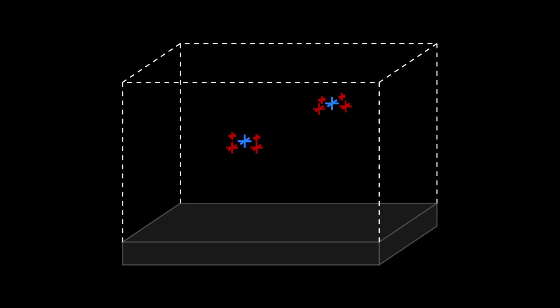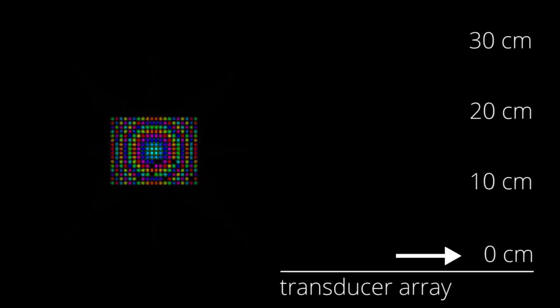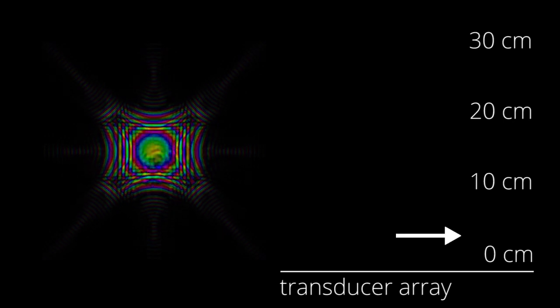They are then surrounded with null control points. These have the opposite effect, telling the system to generate the lowest intensity ultrasound at these locations. Finally, the phase delay and amplitude are calculated for each transducer in the array to create an acoustic field that matches the control points. This simulation illustrates the acoustic field as we move up from the transducer array.